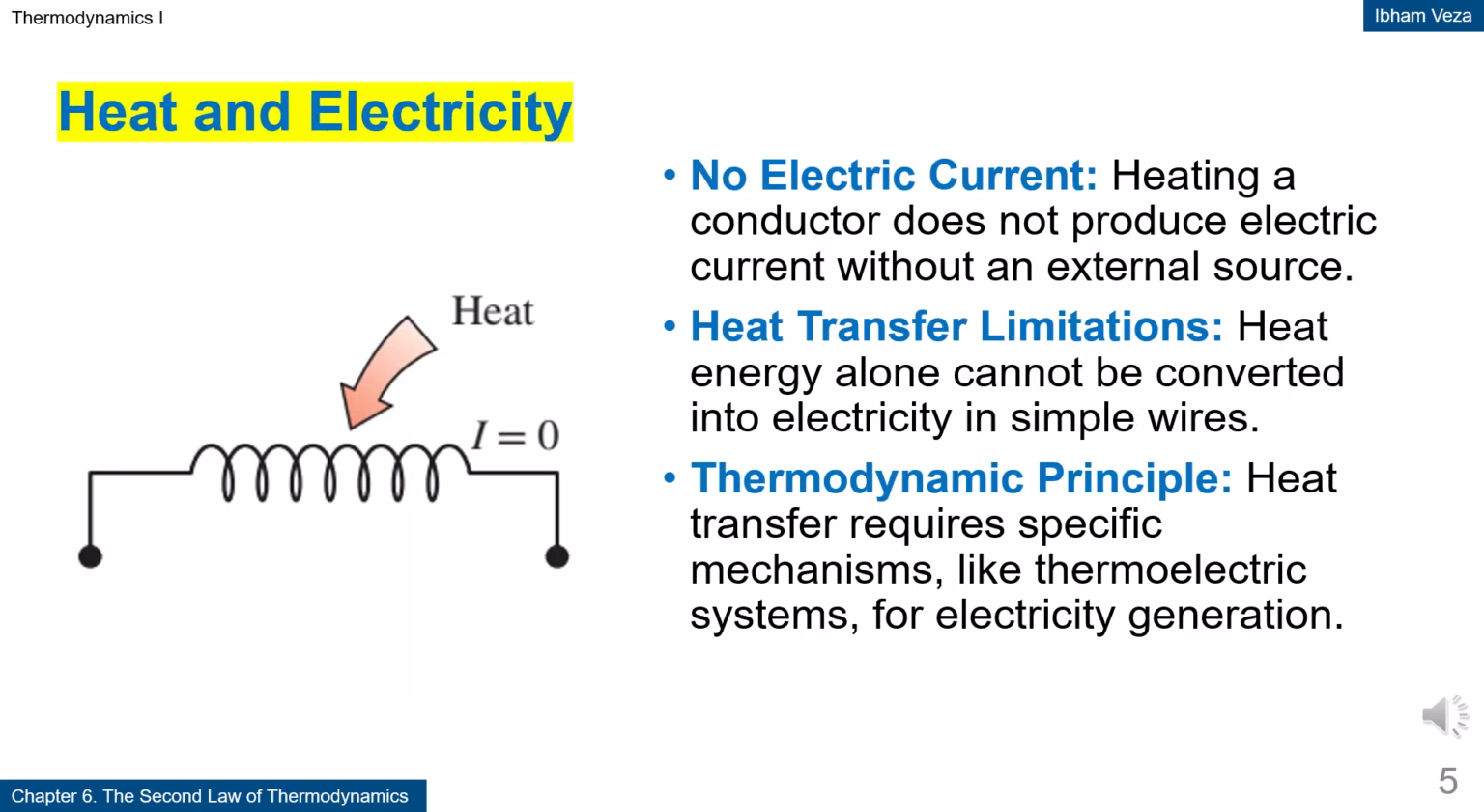Heat and electricity. Heating a conductor alone will not produce electric current without an additional mechanism. This shows that heat cannot be directly converted into electrical work in a simple way. A special system, such as a thermoelectric device or heat engine, is required. The second law limits the possible forms of energy conversion. Thermal energy always needs a system to produce useful work.